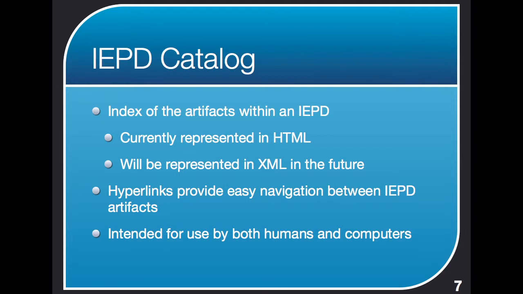Having the hyperlinks makes it easy for people to navigate between artifacts, and the catalog is intended for both humans and computers to consume and use, which is why we'd like to move it to XML, because then it's a little easier for the computers to consume in a meaningful way.